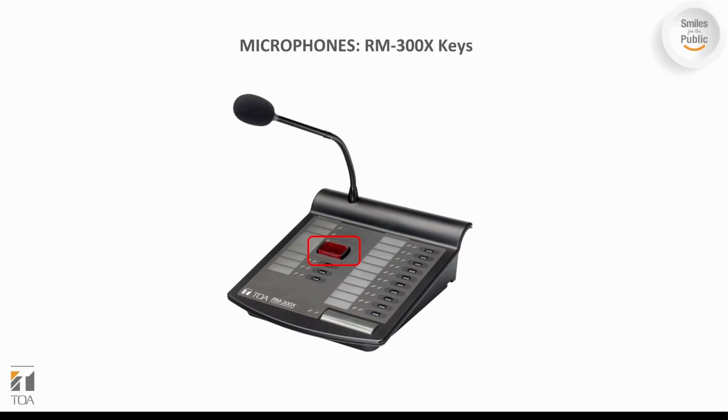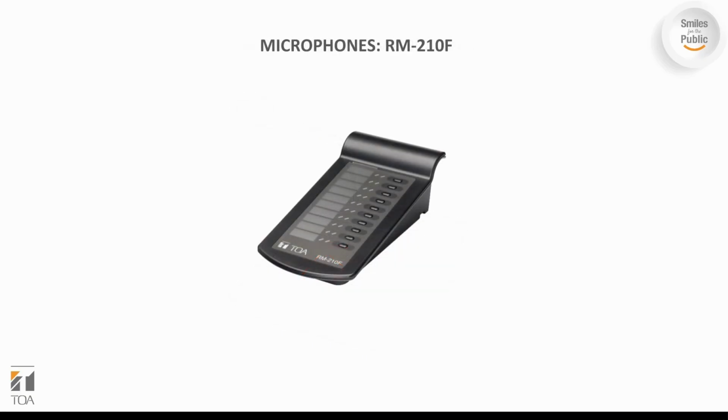The RM300X has a dedicated emergency button which can initiate an emergency state for the VX3000 system. This is only available on the RM300X and not available on the RM500. The RM300X has 13 built-in function keys that can be programmed to trigger zone selection, pre-recorded message, trigger external contact outputs, etc. These can be expanded using the RM210F accessory.